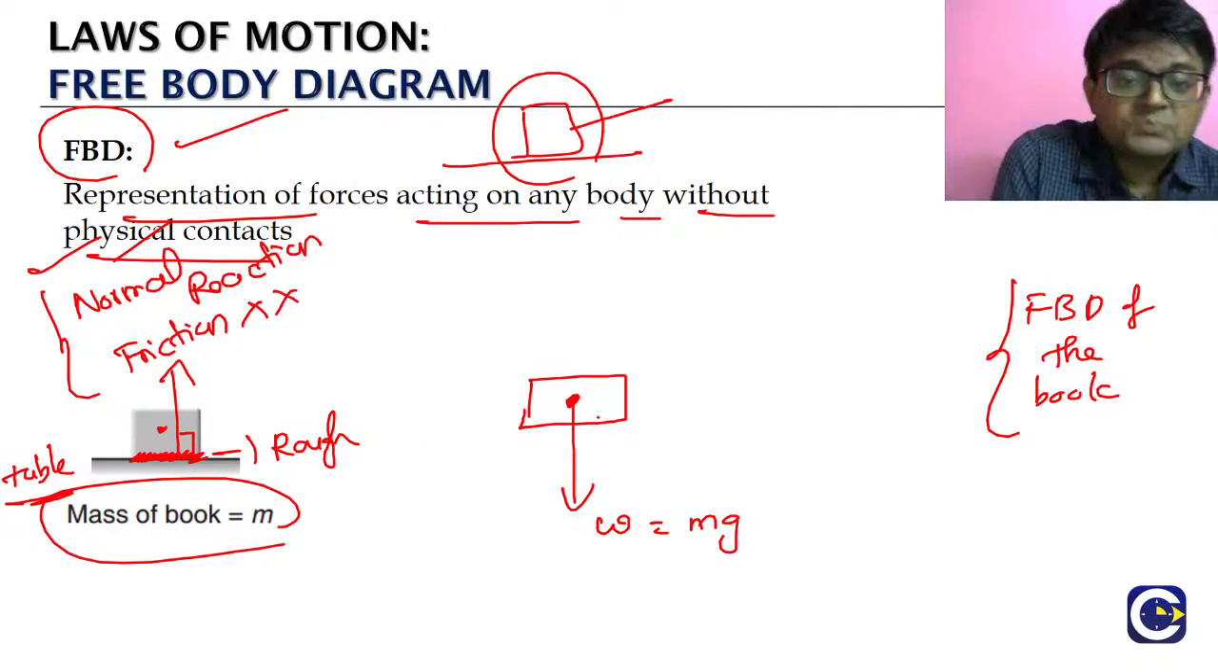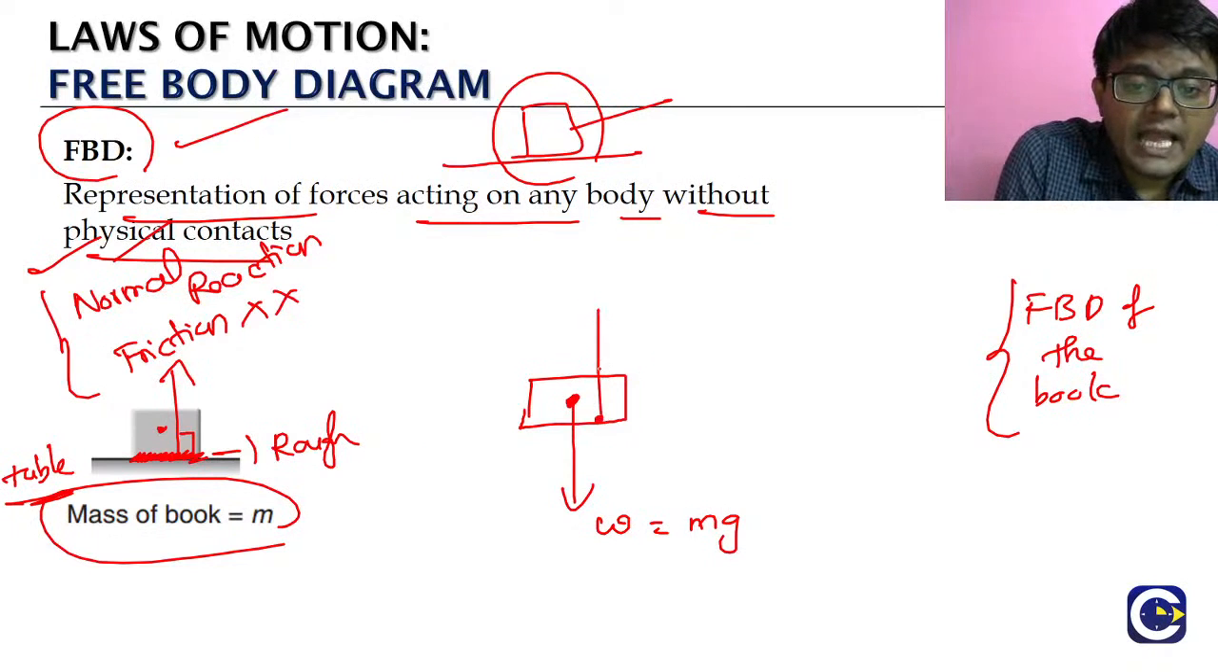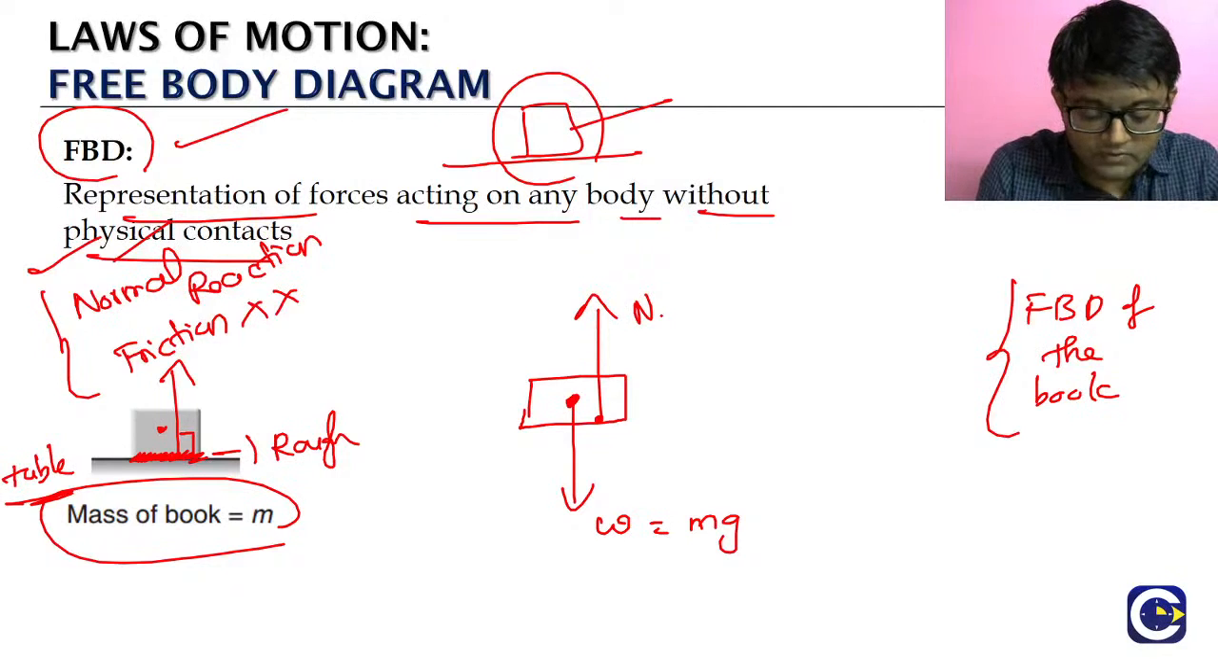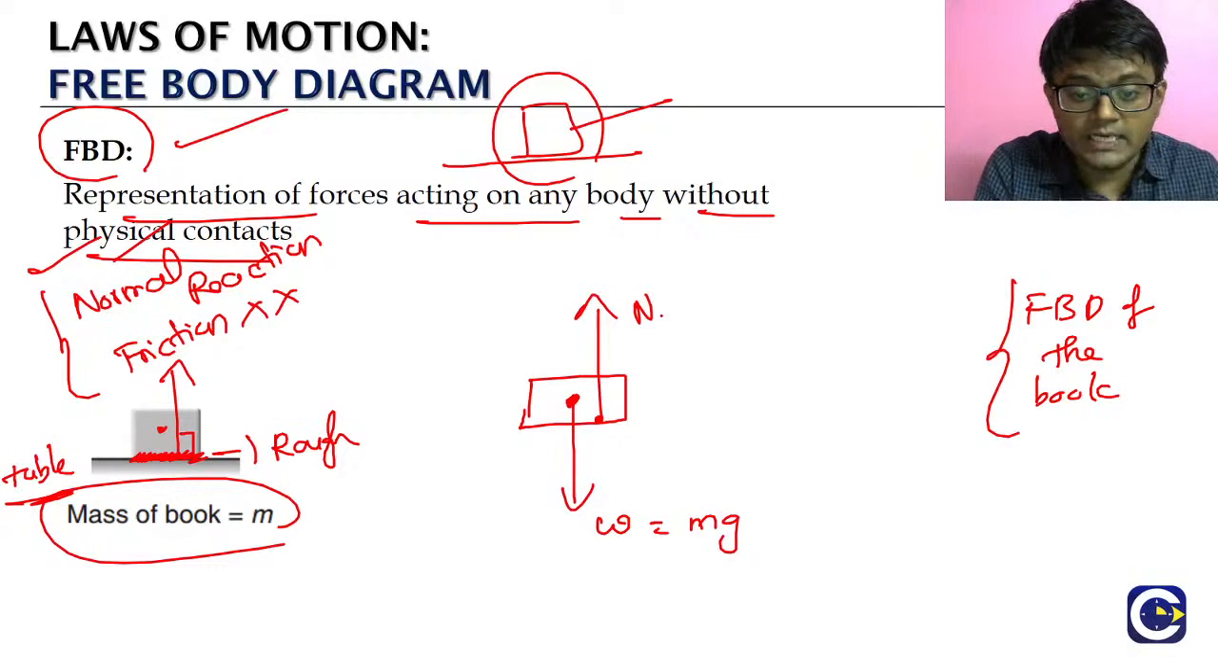So see, the second force acting on the book will be what? Normal reaction. Is there any other force acting on the book? We don't have any other forces acting on the book. So there are two forces acting on the book. One is the weight of the book, which will always be vertically downwards.